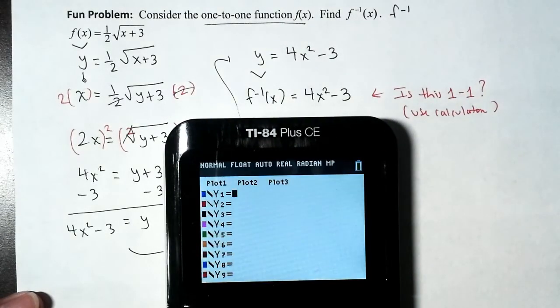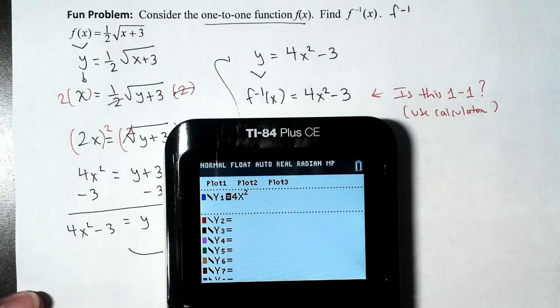Okay, so let's go ahead and graph it. We have y equals 4x squared minus 3.